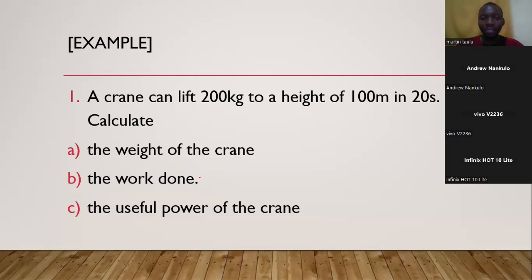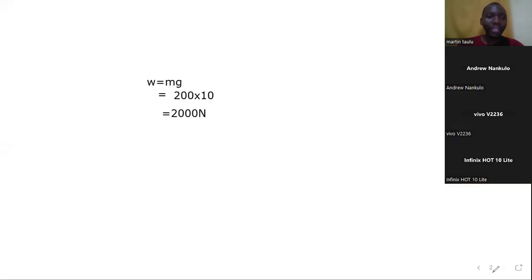Let's go to the next part. Calculate the work done. Again, the formula is the most important thing. Andrew, what's the formula for work? What's the formula for work? So let the formulas be in your mental schematum. Work is equal to power times time. No, we said work is given by force times distance.